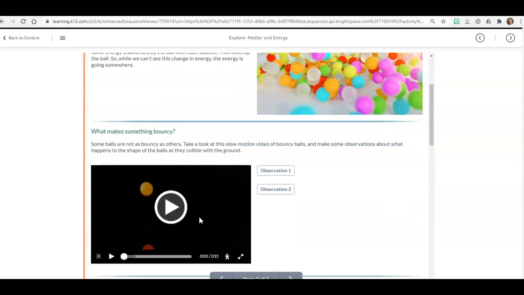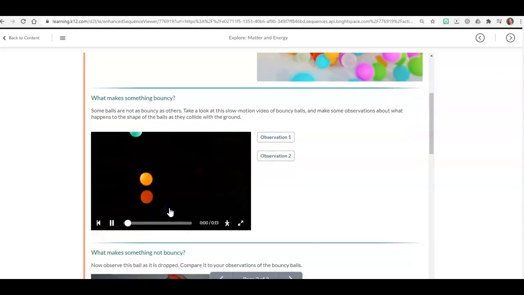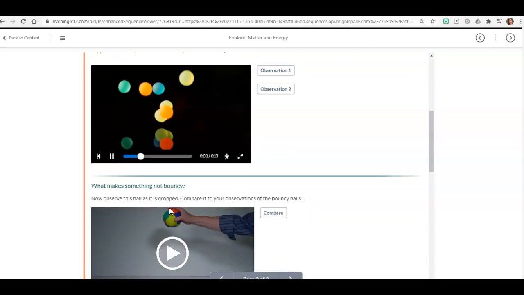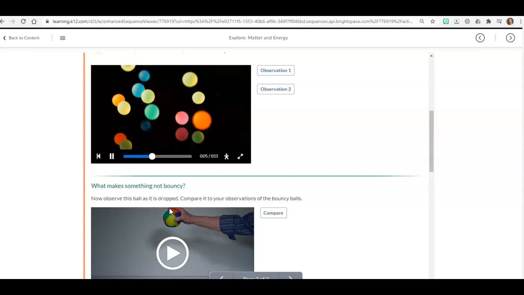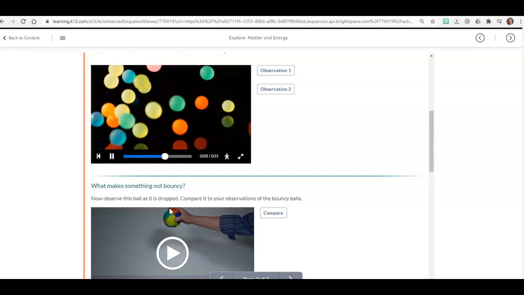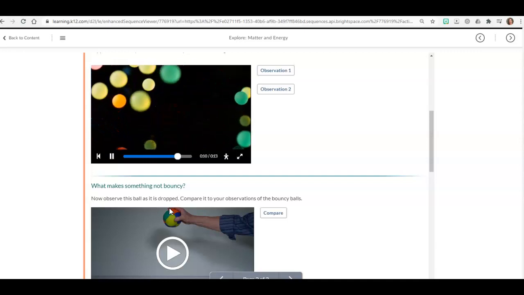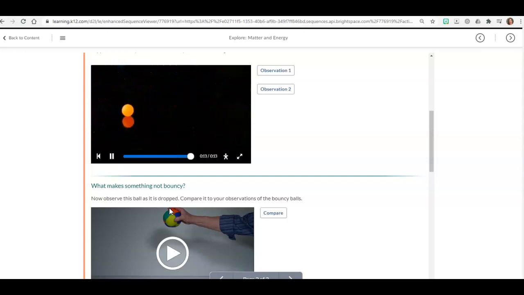So what makes something bouncy? Some balls are not as bouncy as others. So take a look at this slow motion video of bouncy balls and make some observations about what happens to the shape of the balls as they collide with the ground. All right, so take a look. You're not really seeing the ground here when they hit, are you? You can see it in the back a little bit. But look at the shape of the ball, right? Hopefully you could see that there was a change in shape. You could see that energy absorbed and then released again.